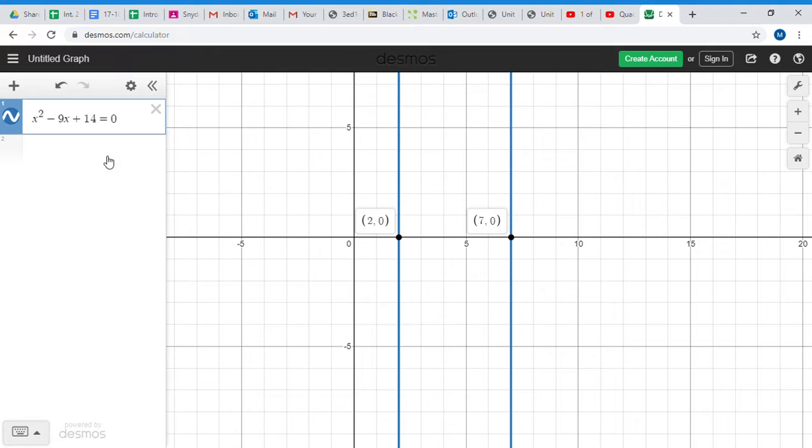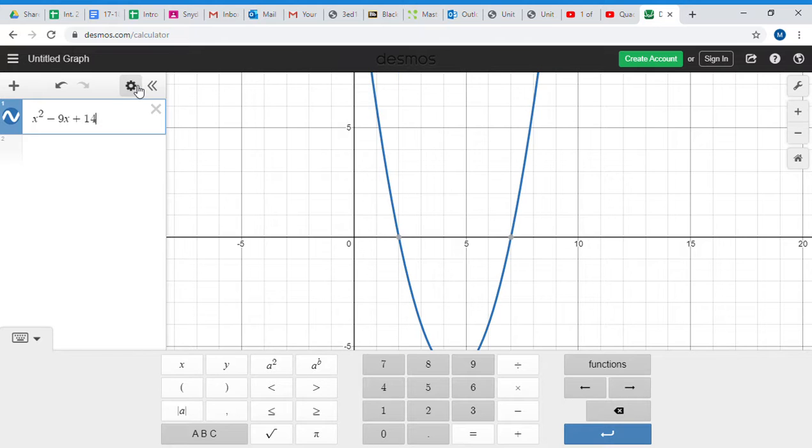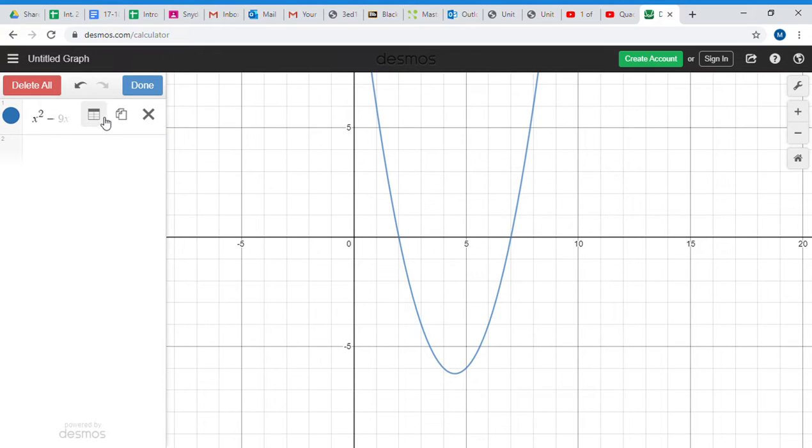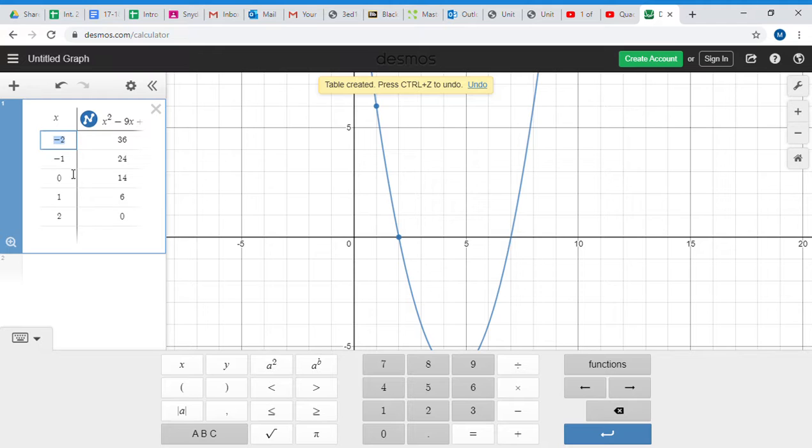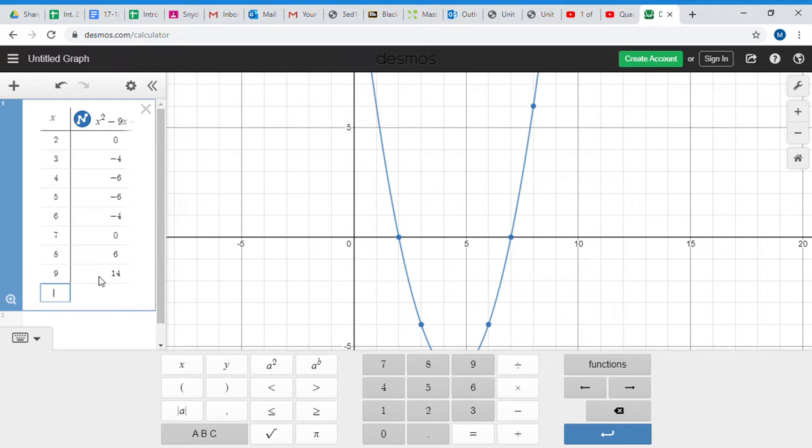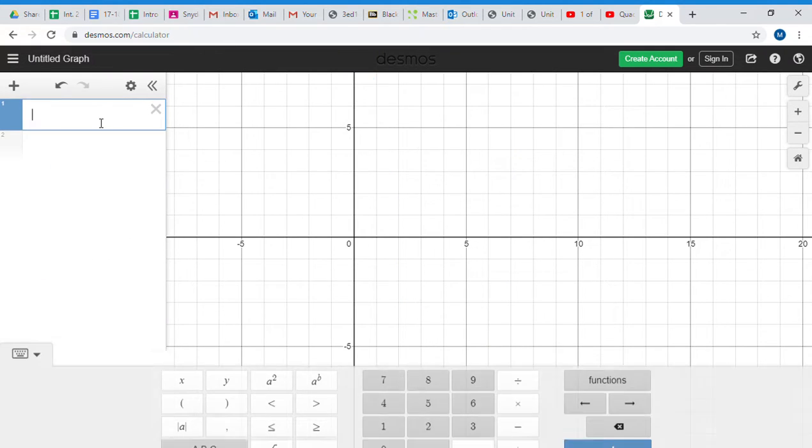Okay, pretty standard there. Now remember, we can always make this into a table by hitting the gear, clicking the table, and then changing these values however we want. Okay, so if I wanted to go from when x was, let's say, 2, and then x is 3, then 4, 5, 6, and then 7, 8, 9. I can do all of those and keep on going. Okay? All right, so I'm going to get rid of that there. All right, so that was the first problem.